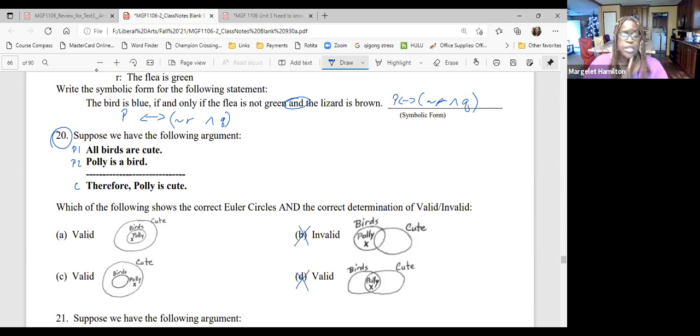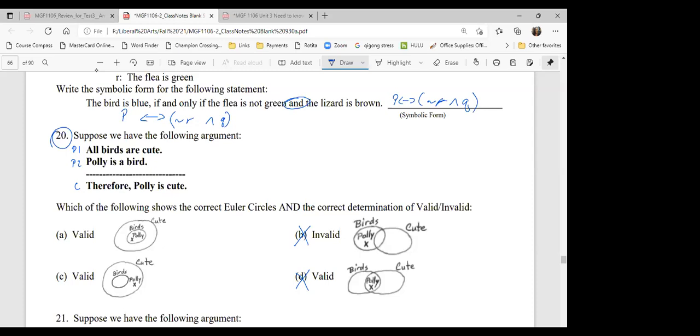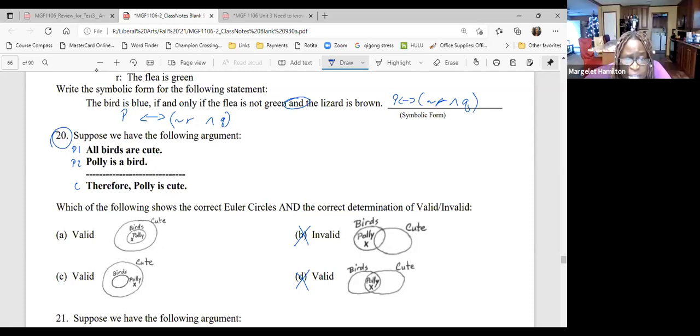Okay, is everybody all right? Now we've got A and C. For A, it does say all birds are cute. And C says all birds are cute. So we're good with premise 1.